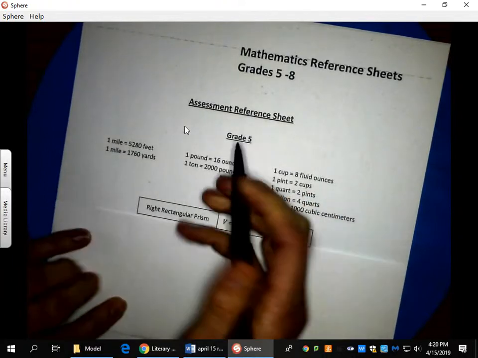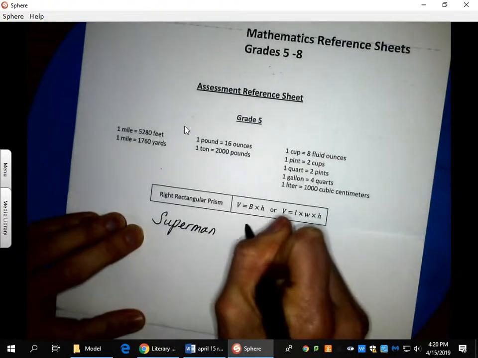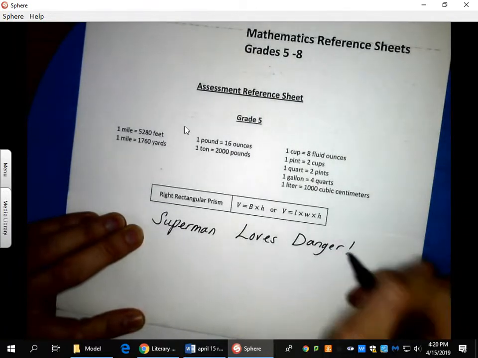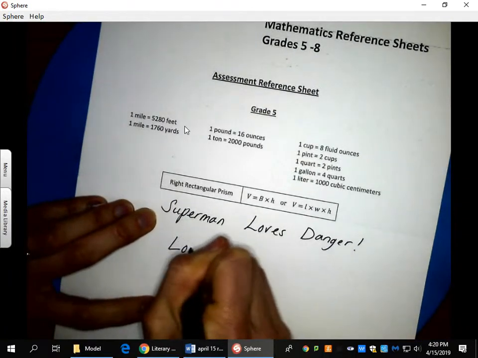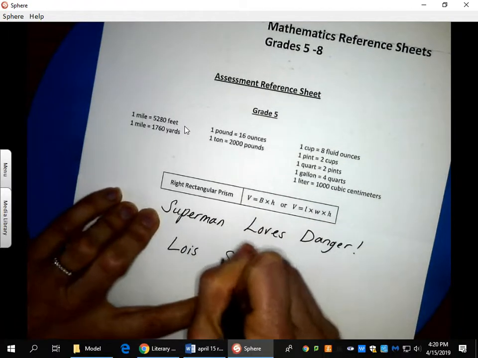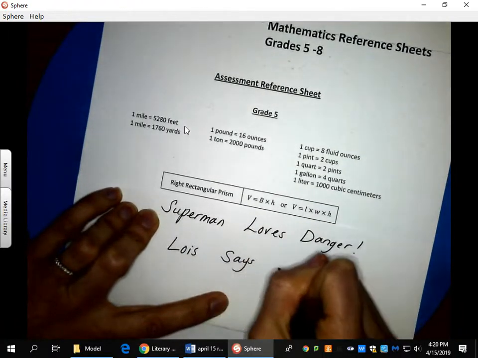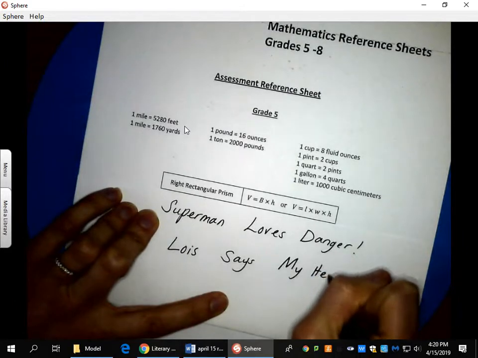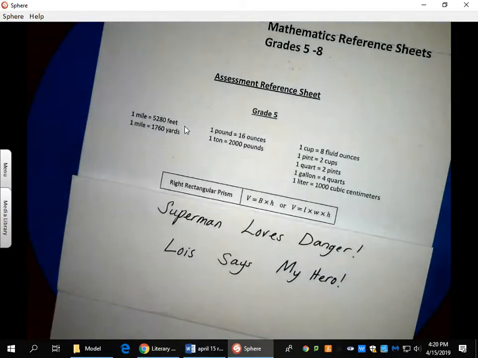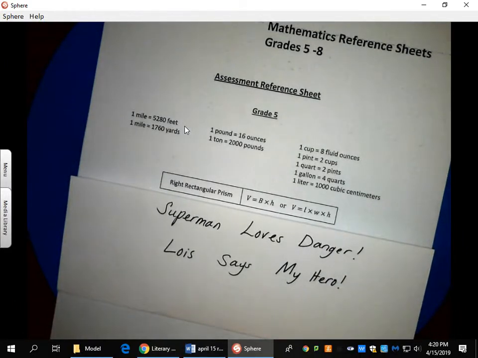So a little trick that I learned one time that helps me remember is called Superman Loves Danger. Okay, and then Lois is like his girl. Lois says, "My hero." Okay, that's how I remember customary measurement.